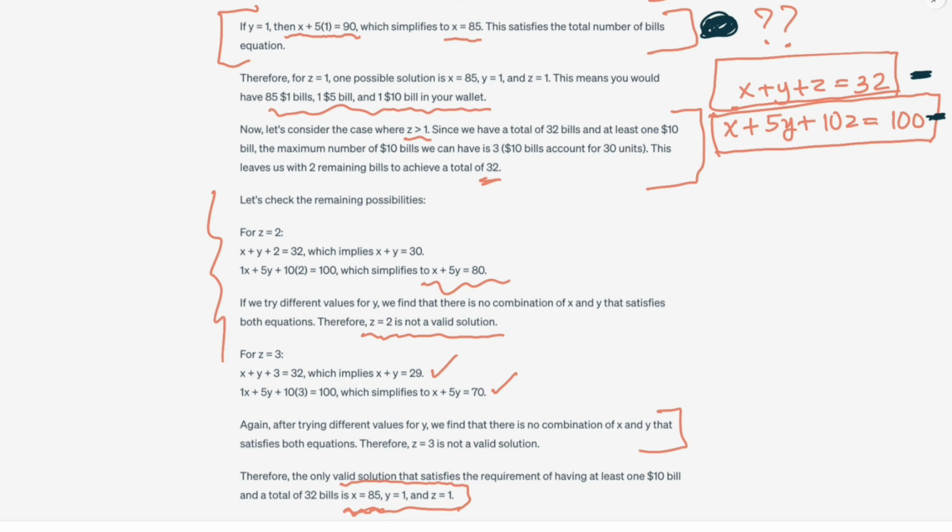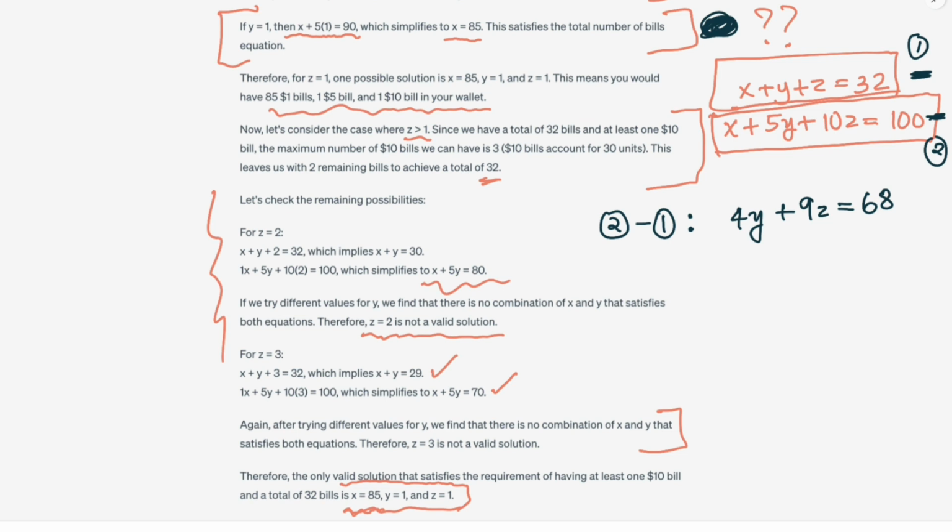Yes, we can try to do elimination. Let's do that. So let's call this equation 1, and let's call this one equation 2. So let's subtract equation 1 from equation 2. So we get 2 minus 1. What does that give us? Well, we subtract x, so x goes away. We subtract y, so we are left with 4y. We subtract z, we are left with 9z. We subtract 32 from 100, so we have 68. So after eliminating x from the second equation, we are left with 4y plus 9z equals 68.